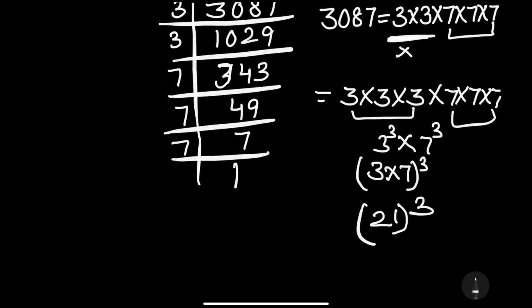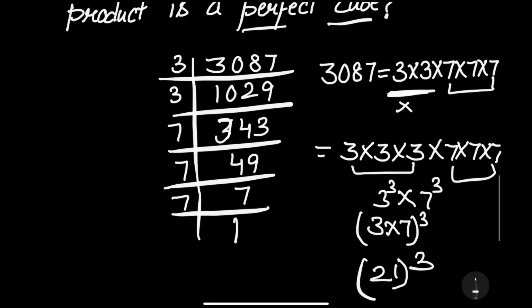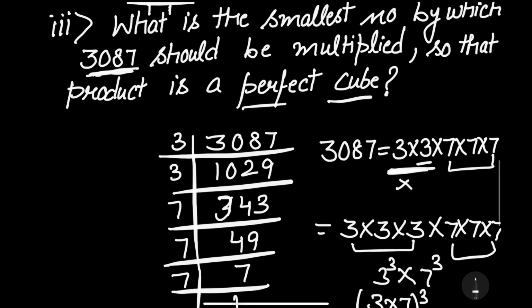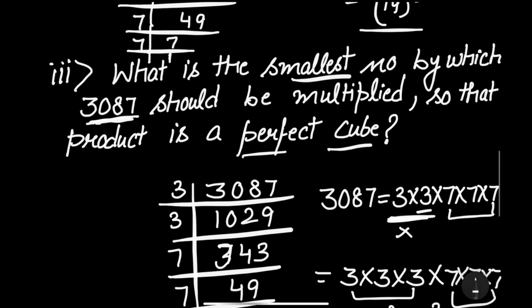So to make the number a perfect cube, we need to multiply it by which number? 3. The smallest number is which number? 3. I hope this lecture is clear to you.